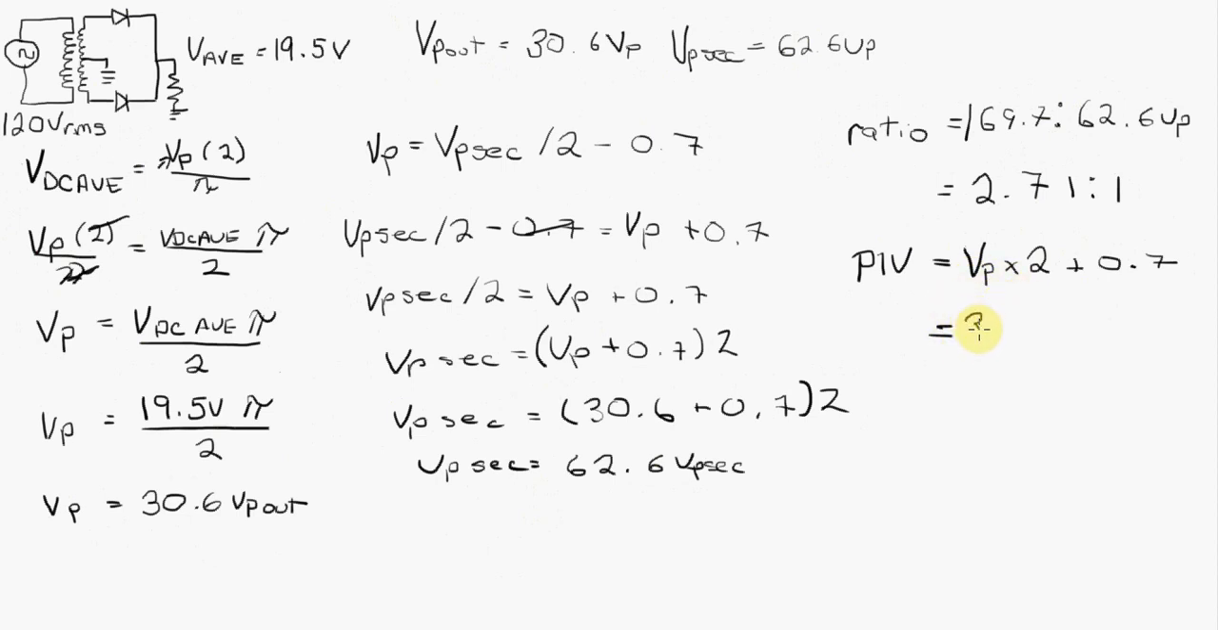We're going to need 30.6 volts peak times 2 plus 0.7. So the output voltage, peak, times 2 gives us the secondary voltage, but remember now we're down 1.4. Add in the one diode that's forward conducting, and the result is 61.9 volts peak. So that's what the diode has to hold back.